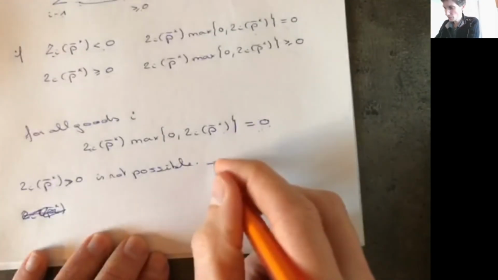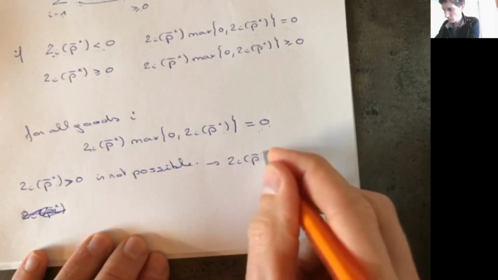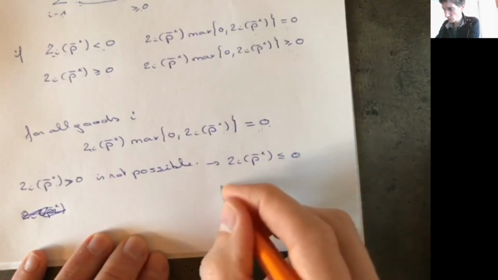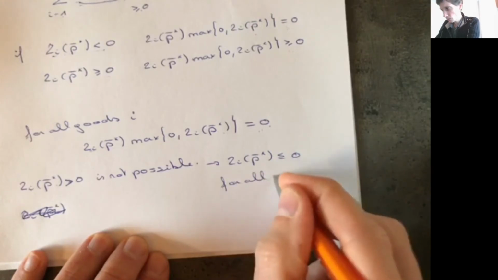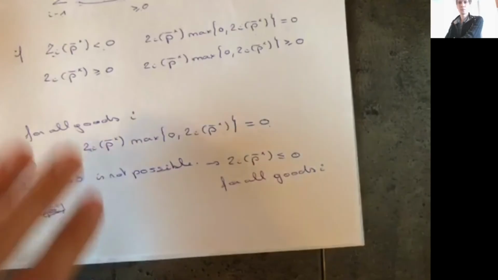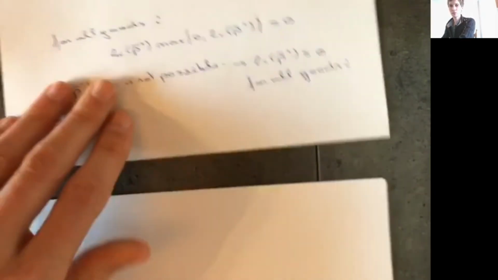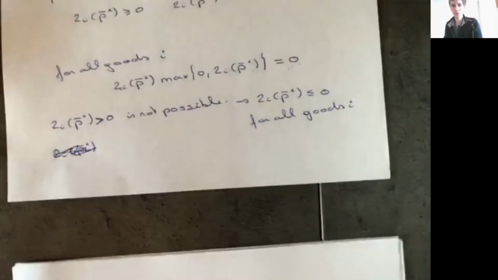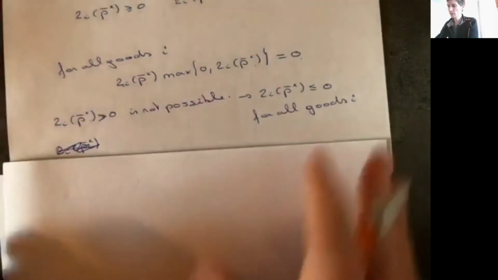Okay, so from this it follows that Z_i(P star) is less or equal to 0 for all goods i. Okay, so there's no excess demand. This is what it says.